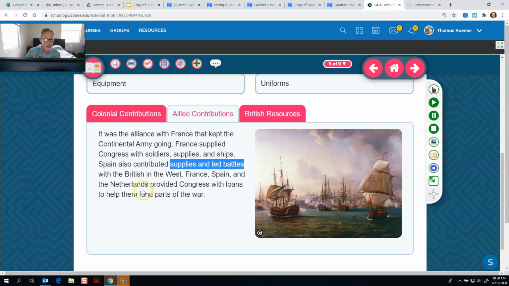Okay, and then the Netherlands provided Congress with loans. So, in some cases, they actually gave the supplies and the ships and fought in the battles. In others, like the Netherlands, they gave more money, loans, as a resource.